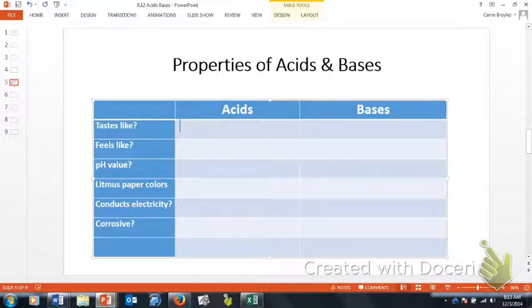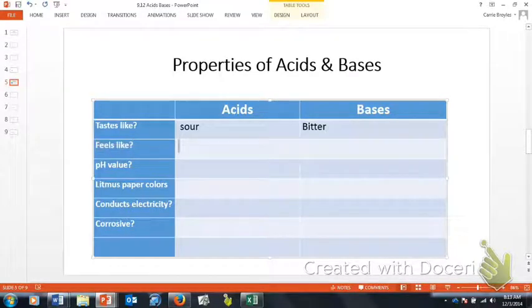So, acids are going to taste sour. If you've ever eaten a lemon or any kind of a citric fruit, it typically is going to have that sour tendency to it. Bases, on the other hand, are going to taste bitter. And if you've ever accidentally gotten soap in your mouth, you've tasted that bitterness. I gave you the example of coffee earlier and coffee beans. If you don't add anything to it and you just drink coffee, it has a bitter taste to it.